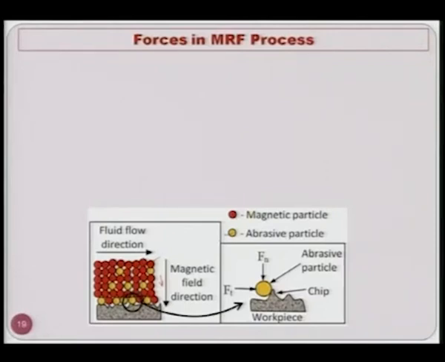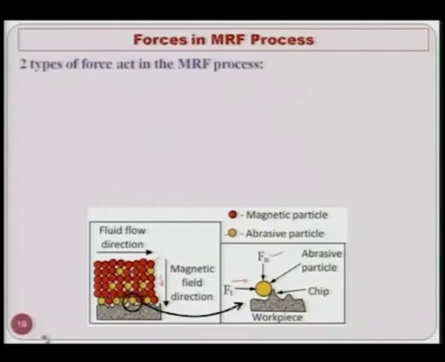Now, you clearly see here two types of forces are acting. One is the normal force Fn, which is responsible for the penetration of this abrasive particle into the workpiece, and Ft is the tangential force which is responsible for removal of the material in the form of the microchip. And when Ft is bigger than the resistance being applied by the workpiece surface to remove the material in the form of the chip, then the material is removed.